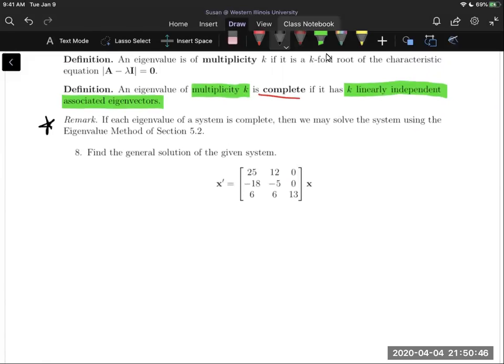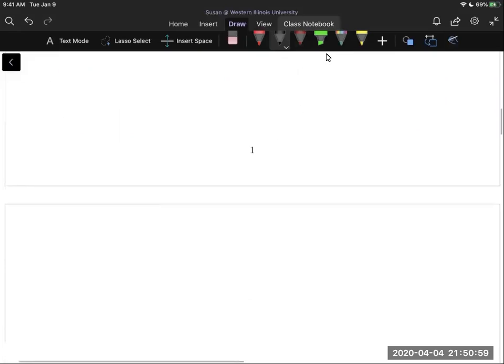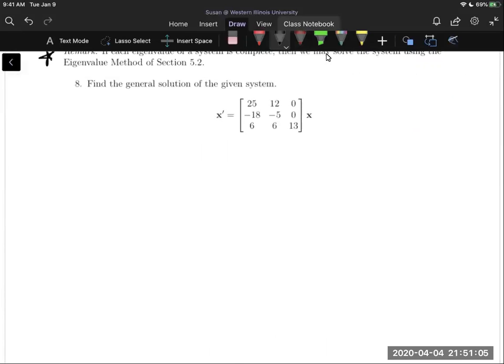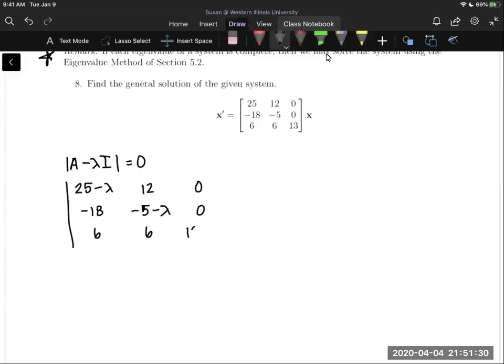In this case, we have a 3x3 matrix, and we're just going to follow the eigenvalue method from 5.2. I just want to note that there is additional white space at the top of page 2 to complete this example, so you shouldn't have to cram too badly. So let's begin by setting up our characteristic equation, which is the determinant of A minus lambda I equals 0. We want to solve that equation. So that's going to give us 25 minus lambda, and I'll just fill in the rest of the first column. 12, negative 5 minus lambda, 6, and 0, 0, 13 minus lambda.